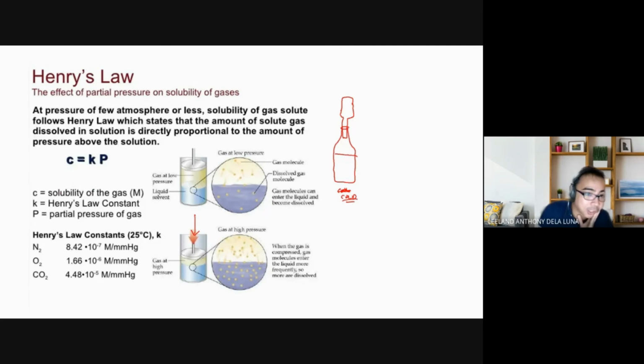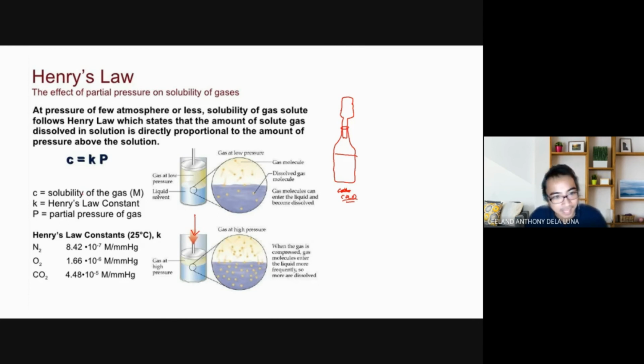C, class, refers to the solubility of your gas. Tapos ang K is Henry's law constant. It's a constant. Lahat ng gas molecules na ginagamit natin to dissolve in water has their constant. Halimbawa, carbon dioxide is 4.48 times 10 to the negative 5 molarity over millimeter of mercury, or pressure. Molarity over pressure, or mol over pressure. So yun siya. It's a constant, class.